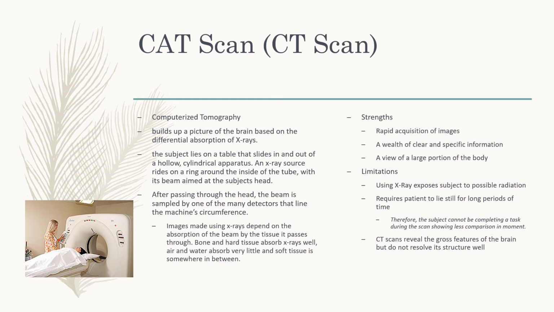There's a few strengths of why a psychological researcher would use a CAT scan machine. There's a rapid acquisition of images. There's a wealth of clear and specific information, and you can view a large part of the body. However, the X-ray also has unintended consequences. It exposes the subject to possible radiation. It requires the patient to lie still, so they can't be completing a task while they're doing it. And so that limits the scope of using CAT scans.